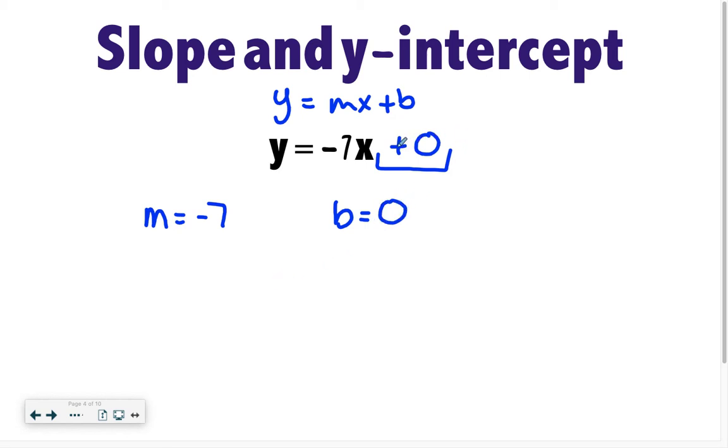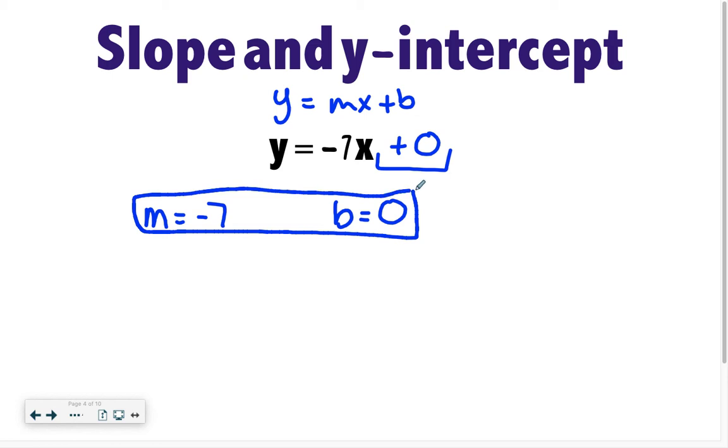Because we would never have to write +0 on the end of something, right? That's really annoying extra work that you don't need. So if there's nothing written after the slope and x, that means your intercept is 0. So my answer is slope is -7, y-intercept is 0.